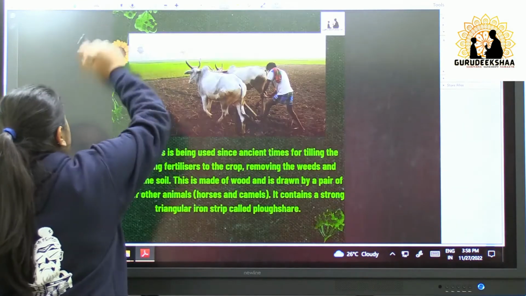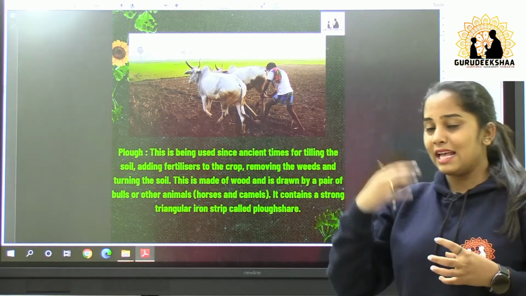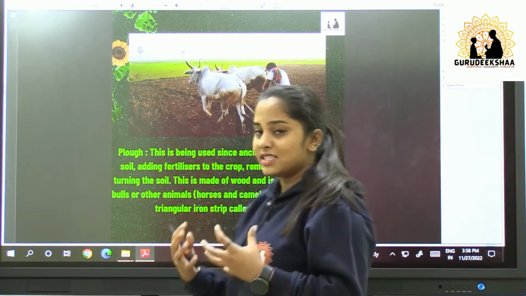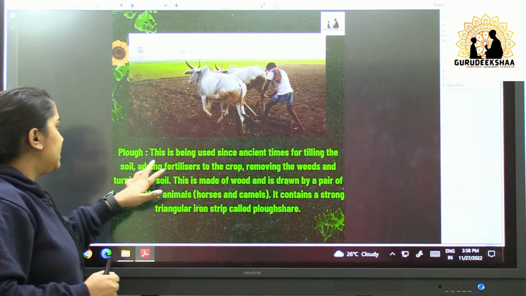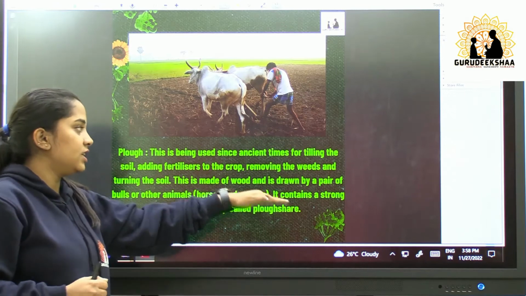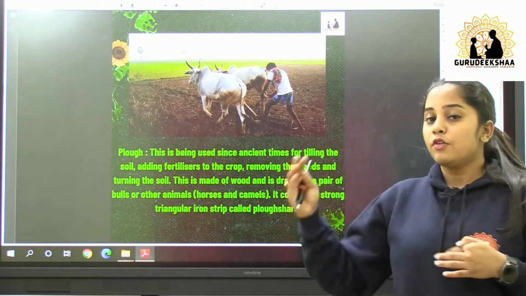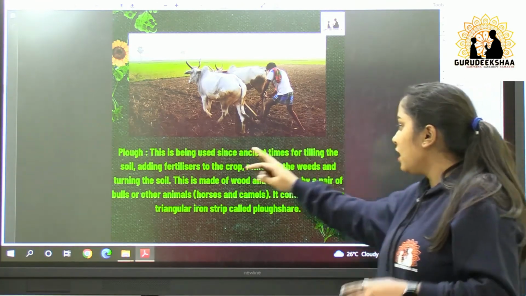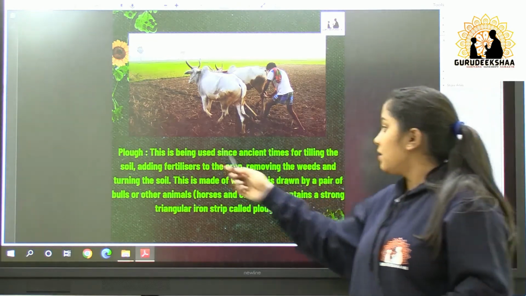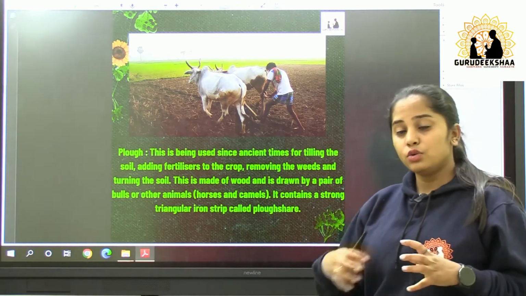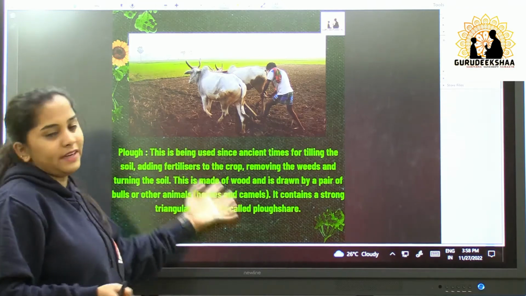So coming to the next slide, how do we loosen up the soil? What are the methods? In ancient times, what were the steps our ancestors used to loosen up the soil? We'll see. Plough. This has been used since ancient times. It was used by our ancestors for loosening up the soil, for tilling soil, adding the fertilizers to the crop, and removing the weeds.